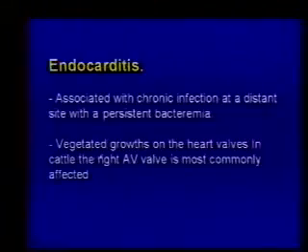These are vegetative growths on the heart valves in cattle. The right AV valve, or the tricuspid valve, is the most commonly affected. It's also referred to as verrucous endocarditis.